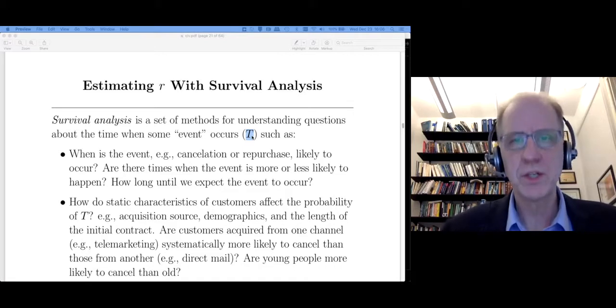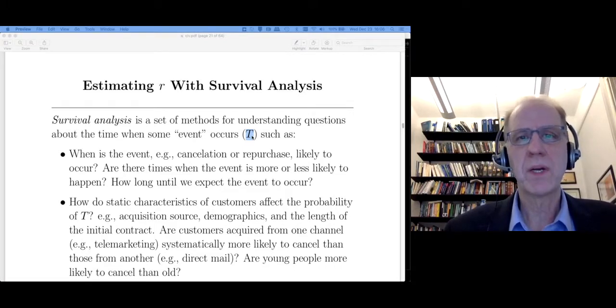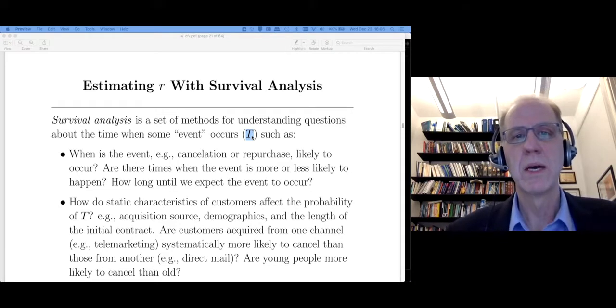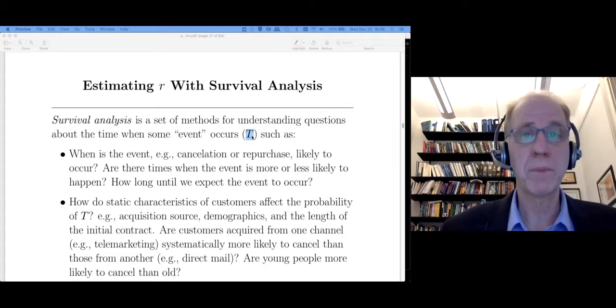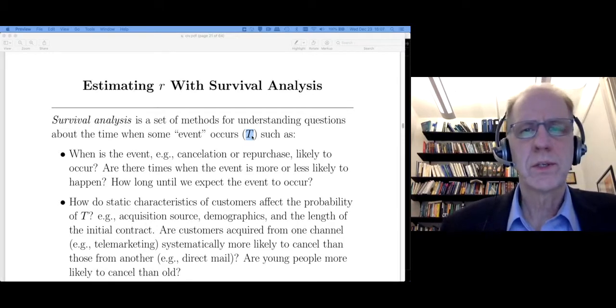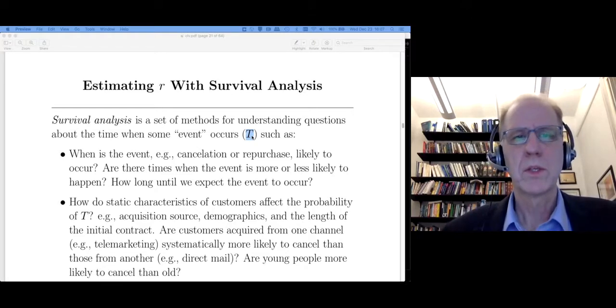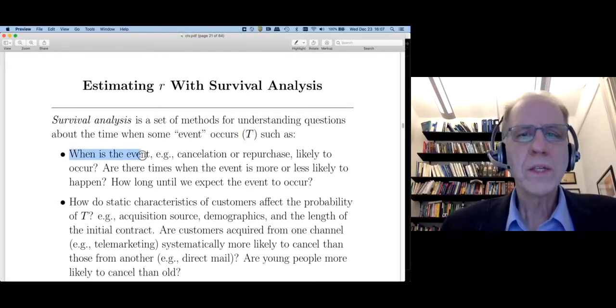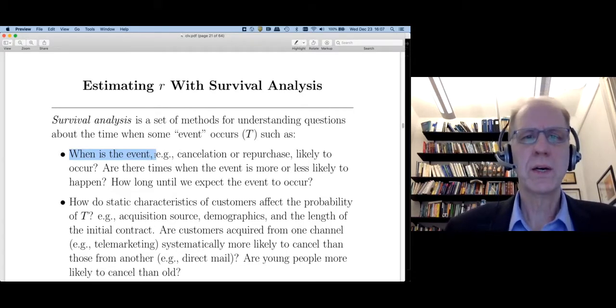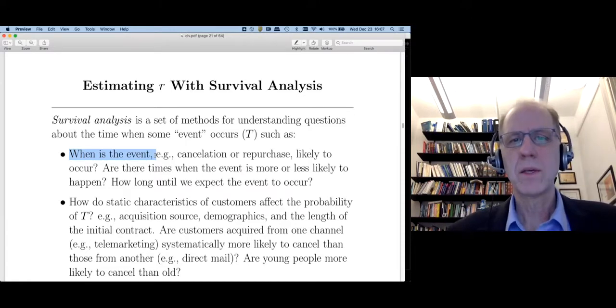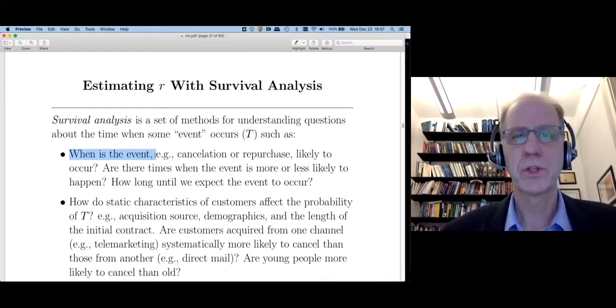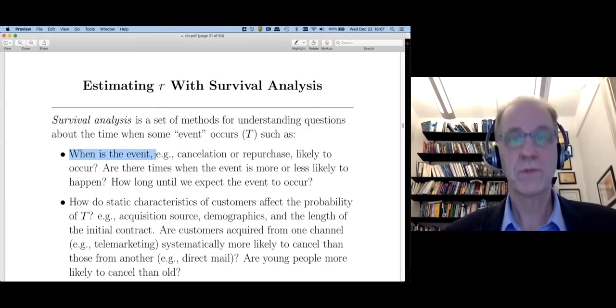As we saw with the simple retention model, if we have some customer who is retained many times, we need to include that in our estimate of the retention rate. Otherwise, we get biased estimates of those retention rates. Survival analysis, I like to think of as answering three main questions. The first question is, when is the event likely to occur? The answer to that question is going to come from either looking at an estimate of the hazard function or an estimate of the survivor function.